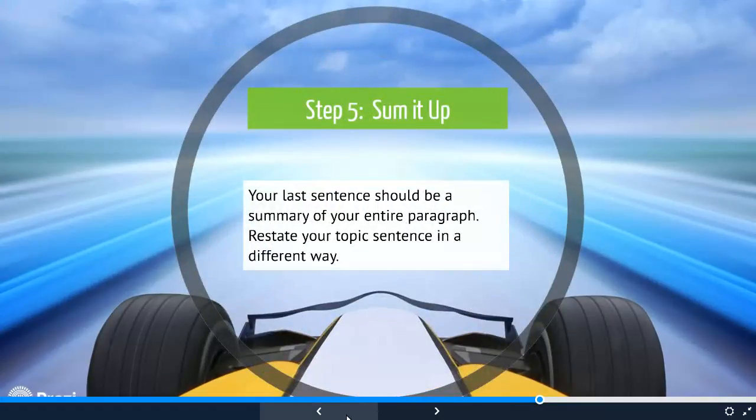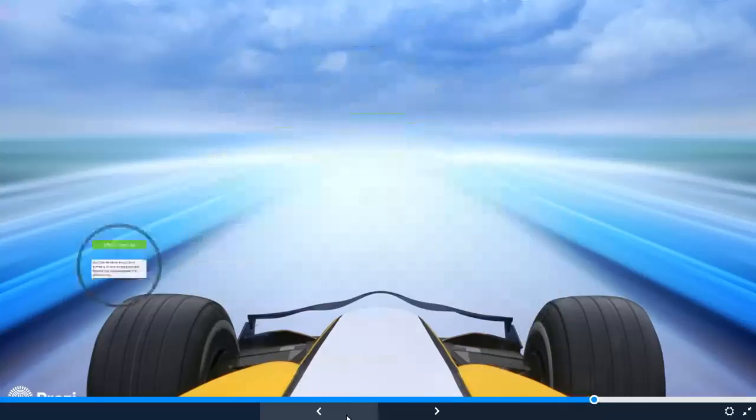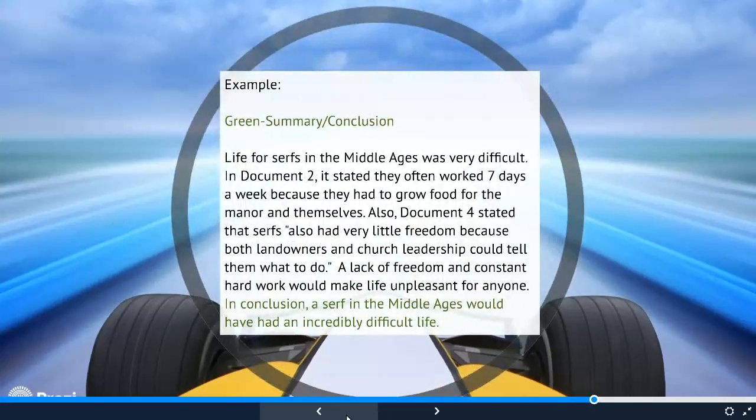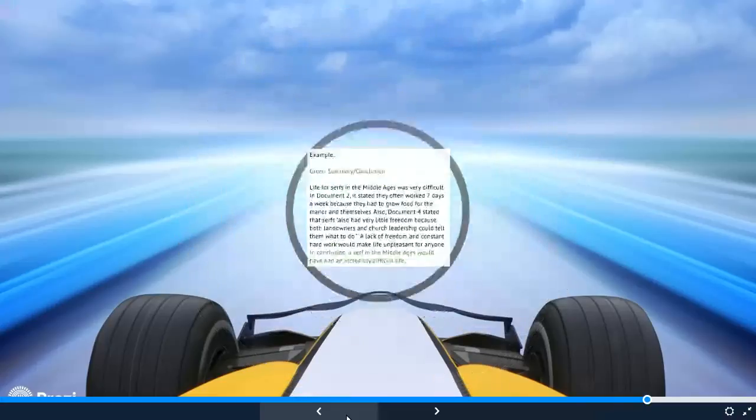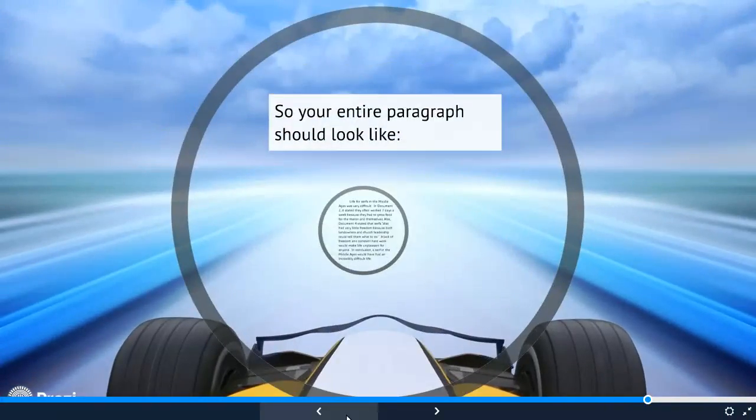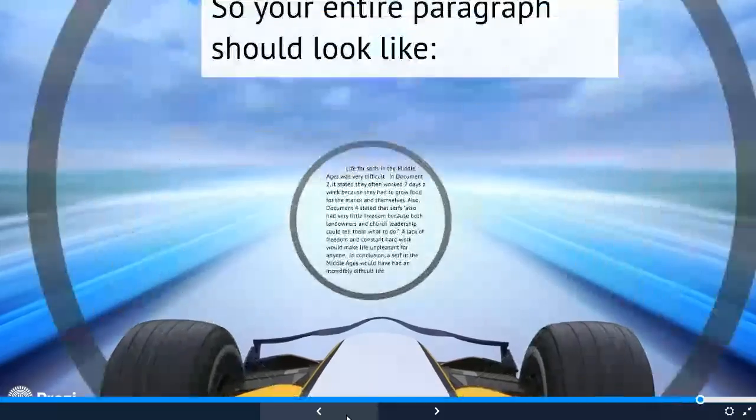Step 5 is a summary sort of sentence. Your last sentence should be a summary of your entire paragraph. You restate your topic sentence in a different way. So let's look at it. I'm just going to skip through this and read the section in green. In conclusion, a serf in the Middle Ages would have had an incredibly difficult life. Great summary. So your entire paragraph would look like this.